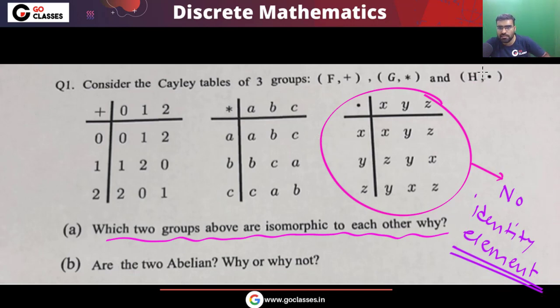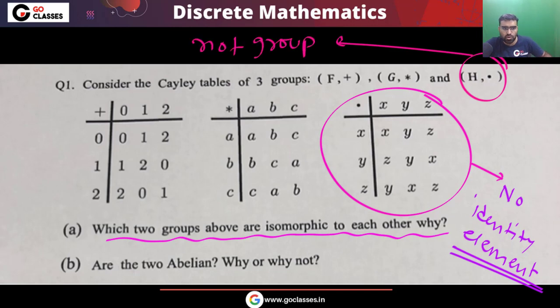So remember, this H, dot, is not even a group. So actually this question is wrong. The question is saying that there are three groups. They should say that there are three structures. First of all, I am saying that this question is wrong.